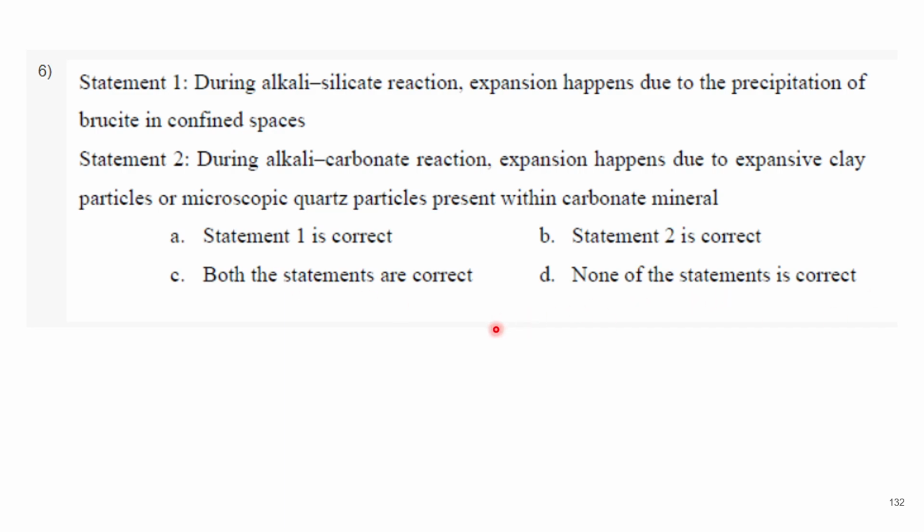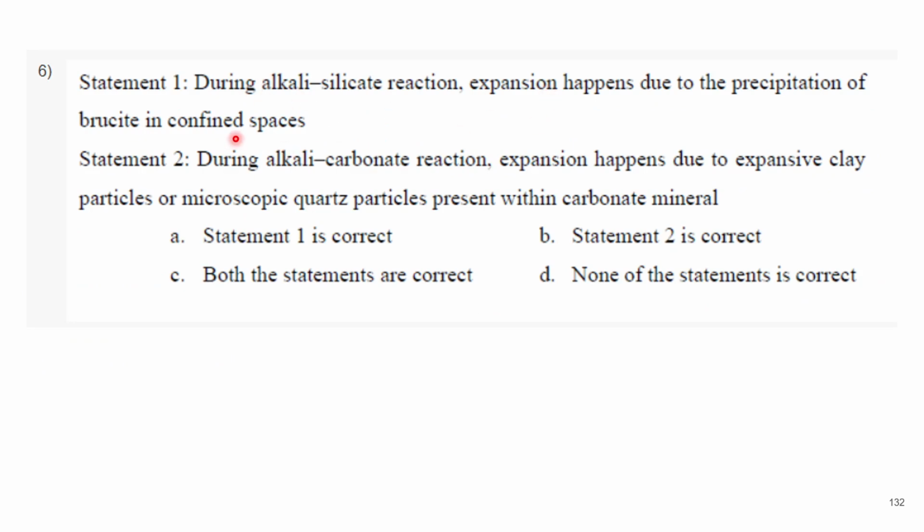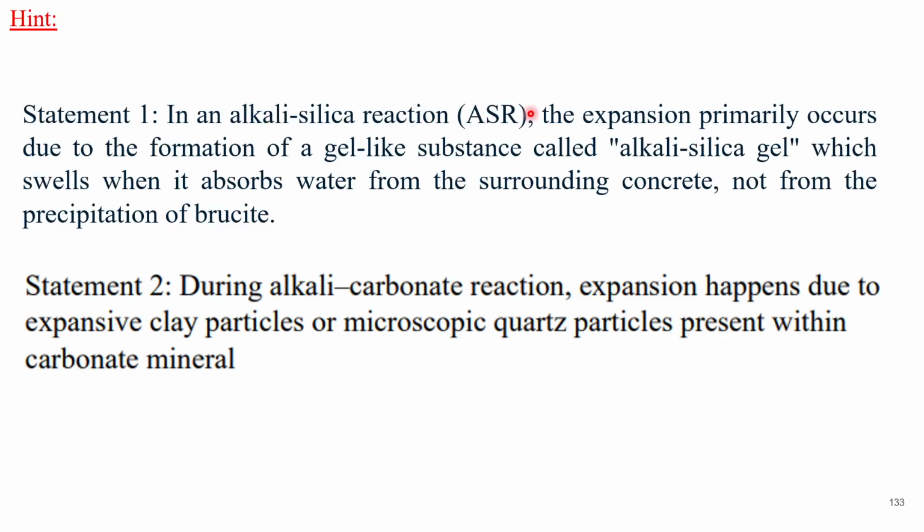So if you remember, the first statement is actually not correct. This precipitation of brucite in confined spaces happens in alkali carbonate reaction. In alkali silica reaction, the expansion primarily occurs due to the formation of a gel-like substance called alkali silica gel, which swells when it absorbs water from the surrounding concrete. So the expansion occurs from the swelling of this gel-like substance, alkali silica gel, not precipitation of brucite.